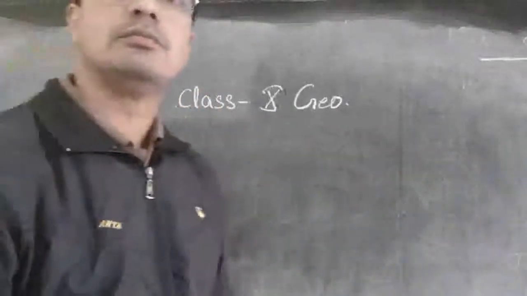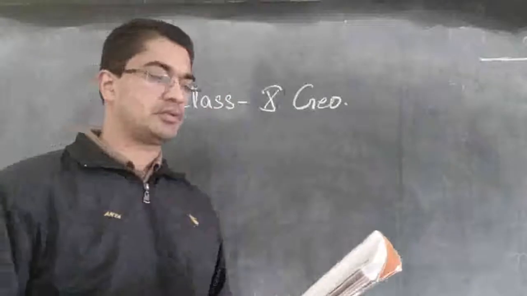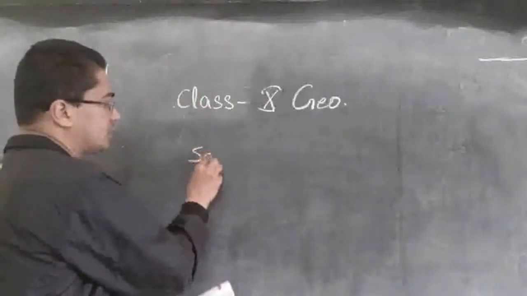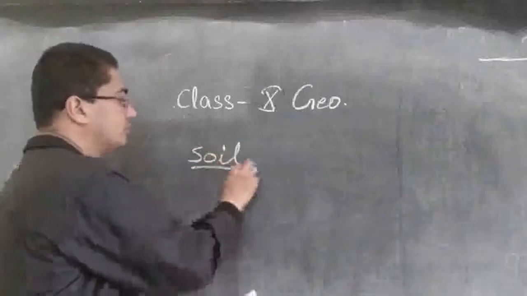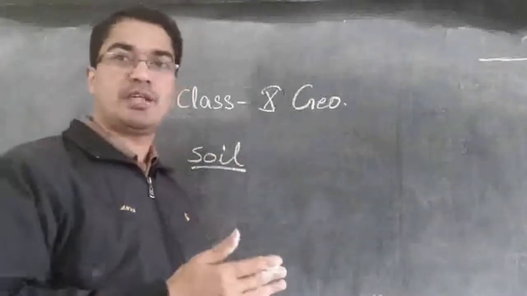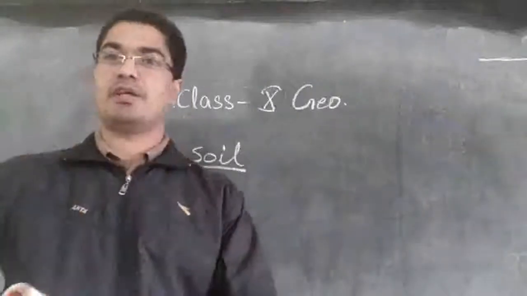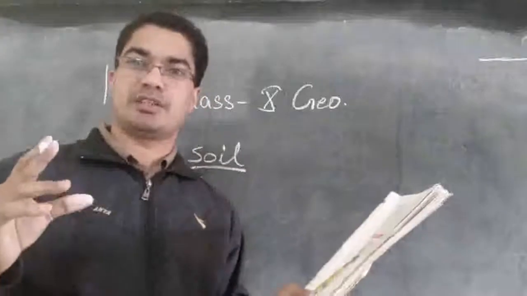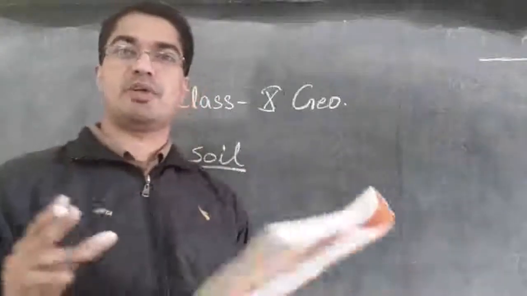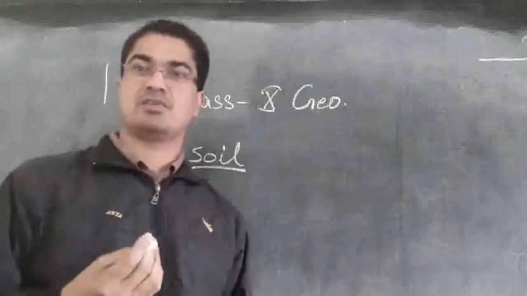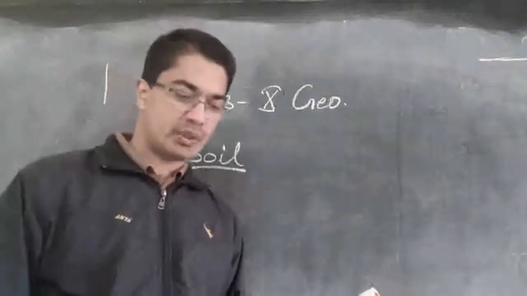Then we come to soil. So long we are talking about land. Now let us see about soil. We know soil is not the same everywhere. The soil that you see here will not be the same there. It may be different in its color or its hardness. Some may be soft soil, some may be hard soil, some may be rocky soil, sandy soil. So there are different types of soils.